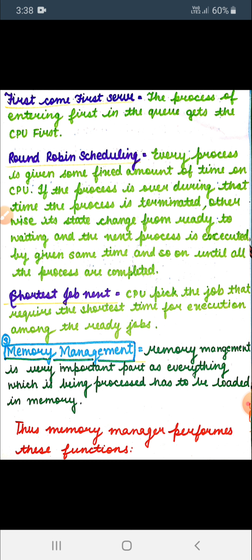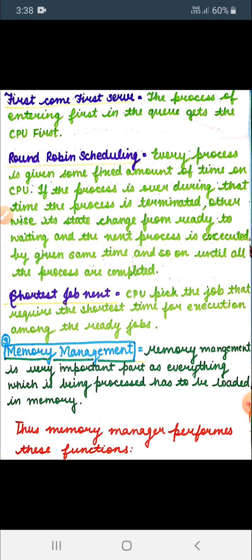And last is the shortest job next. The CPU picks the next job that will take the shortest time out of the ready processes, and many more. First is first come first serve: the process entering the queue first gets served first. Round robin gives a slice of time. Third is shortest job first: the shortest job is given priority and executed.